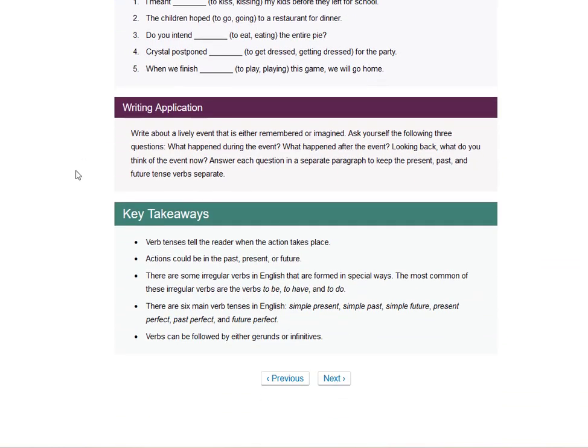Okay, so key takeaways. Verb tenses tell the reader when the action takes place. Actions could be in the past, present, or future. There are some irregular verbs in English that are formed in special ways. The most common of these irregular verbs are the verbs to be, to have, and to do. There are 6 main verb tenses in English: simple present, simple past, simple future, present perfect, past perfect, and future perfect. Verbs can be followed by either gerunds or infinitives.